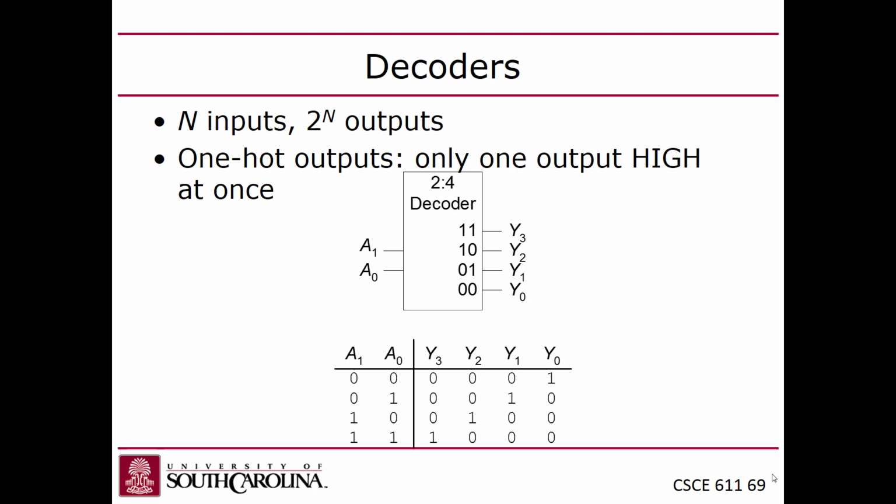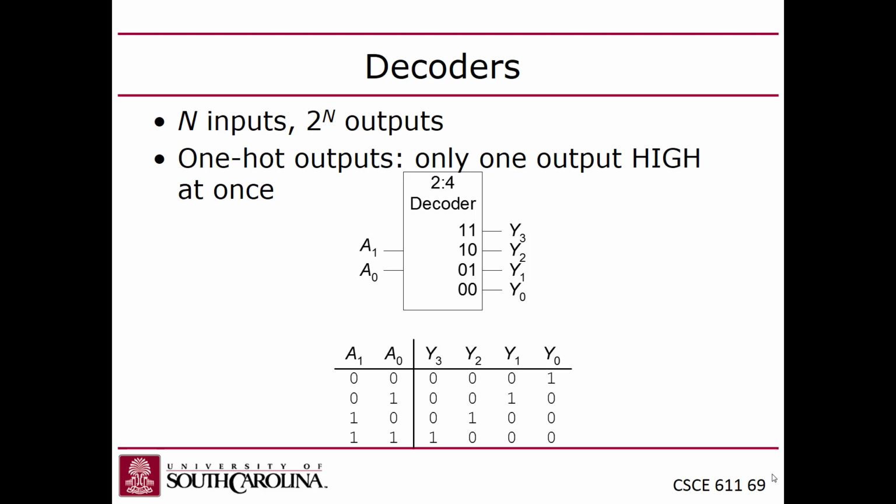So the idea is that in this case, you've got 2 inputs and then 2 to that power outputs. So if you have 2 inputs, you have 4 outputs. If you have 3 inputs, you have 8 outputs, and so on. But again, just like with a multiplexer, you treat those inputs kind of like an address, and then that address determines which of the outputs is lit up, is set to 1, and the others are all 0.